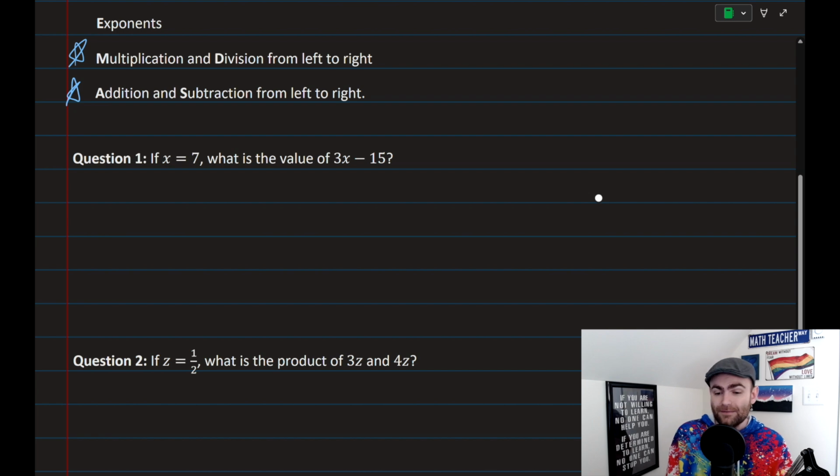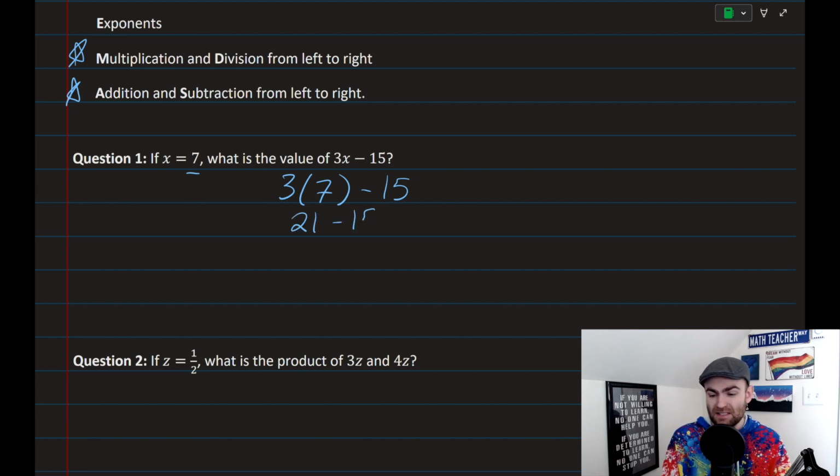Question 1. If x is equal to 7, what is the value of 3x minus 15? When asked a question like this, we are substituting a value in for a variable. So everywhere that we have a variable in the equation or the expression, we're going to replace that with some parentheses. And inside those parentheses, we're going to put what we're substituting in, in this case a 7. And we'll simplify. Multiplication, then subtraction. So 21 minus 15. And that is 6.